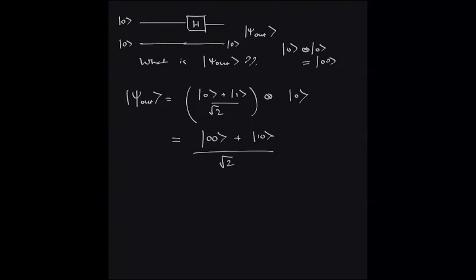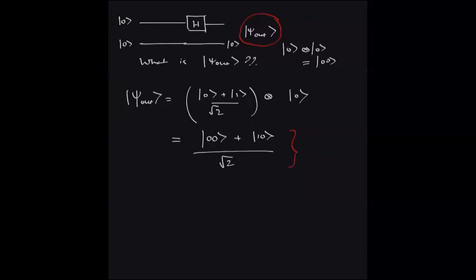So this state, let's just reduce the clutter. This state up here is given by this. We started with 0, 0, 2 qubits, and then we added a Hadamard gate to the first qubit. We did nothing to the second qubit, and the output we get is something like this. So this is a basic quantum circuit.